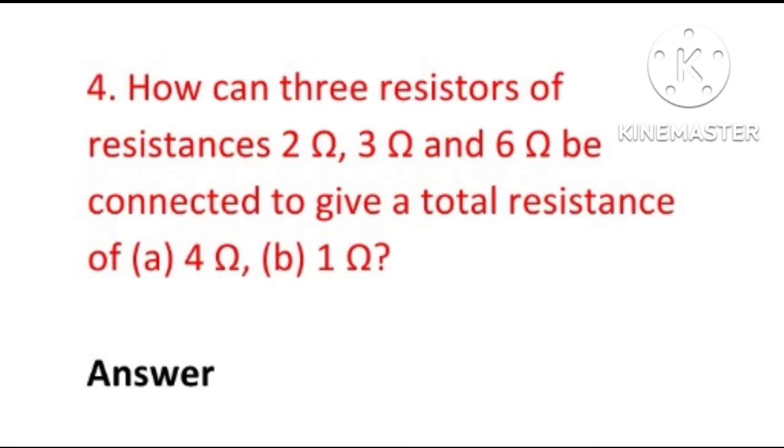Now question number 4. How can three resistors of resistances 2 ohm, 3 ohm and 6 ohm be connected to give a total resistance of 4 ohm and 1 ohm? In this question, three resistors are given, that is 2 ohm, 3 ohm and 6 ohm. We have to connect the three in order to get the effective resistance of 4 ohm and 1 ohm. Okay, so these two circuit diagrams we have to draw.